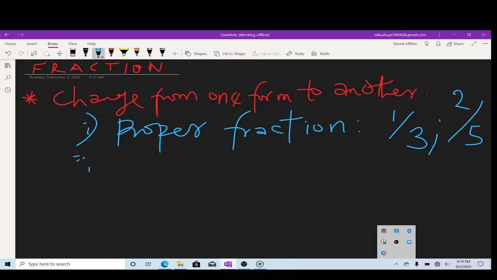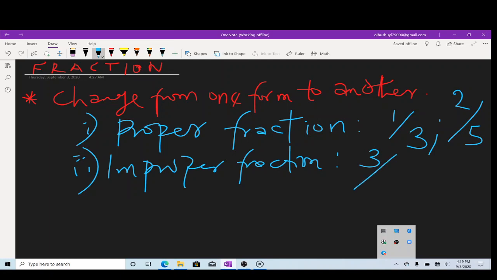And we spoke of improper fraction. Improper fraction is when the denominator is smaller than the numerator. So what do we have? We have 3 upon 2, so it is improper. You have 5 upon 6, and so on and so forth.